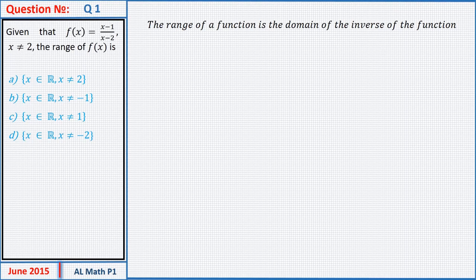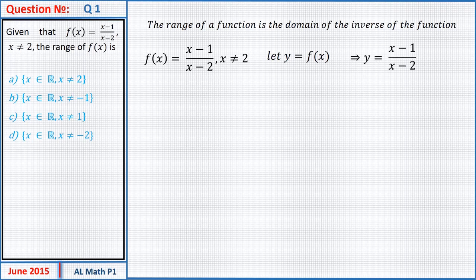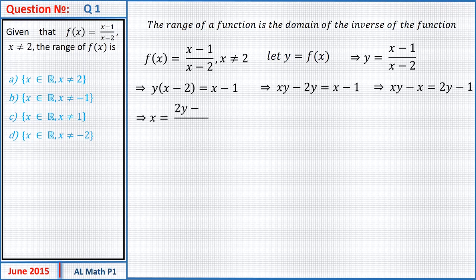To find the inverse of the function, we say let y be equal to f of x. So that implies that y will be equal to (x minus 1) over (x minus 2). Then the next step, we make x the subject. If we make x the subject, we'll have x equal to (2y minus 1) over (y minus 1). So then now x will become f inverse and y will become x. So we have now our f inverse of x.